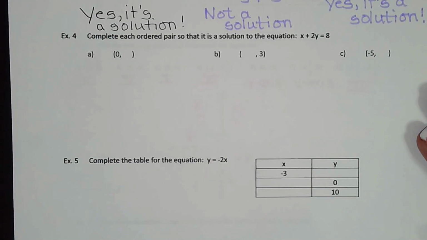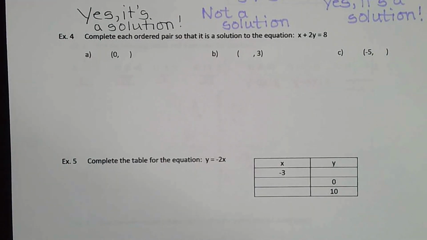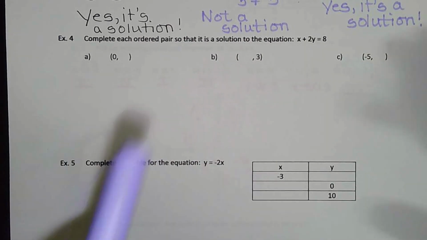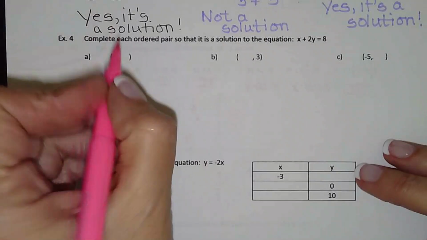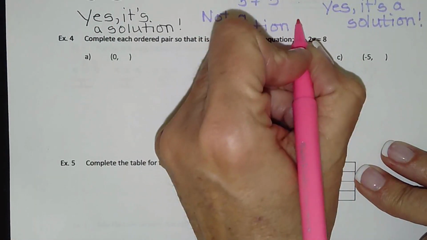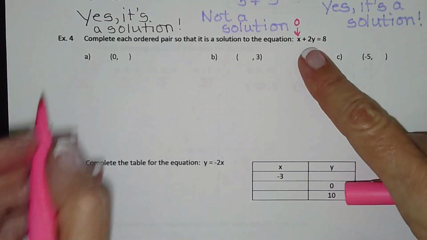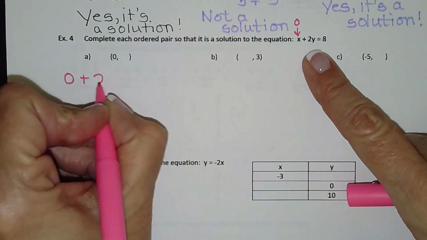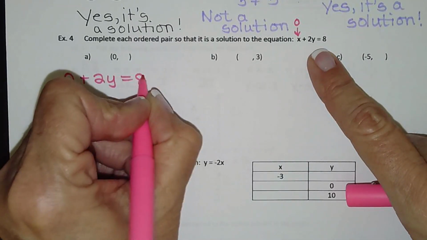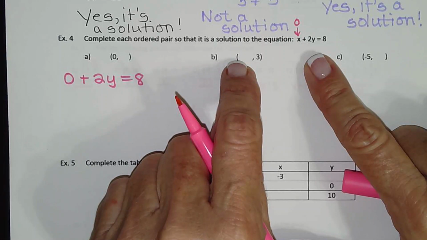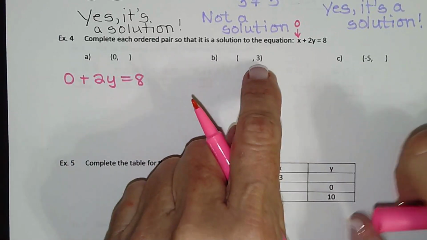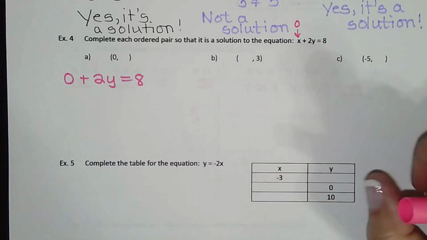And next we have, let me get a paper clip because my papers are slipping. Complete each ordered pair. All 4 of these on this page are pretty much the same. On this one, they gave us x, so that means we need to find y. So we put 0 in for x, and we write our new equation. 0 plus 2y equals 8. So this isn't a yes or no question. This is find the missing part of the ordered pair. So in this one we're finding y, this one we're finding x, this one we're finding y.